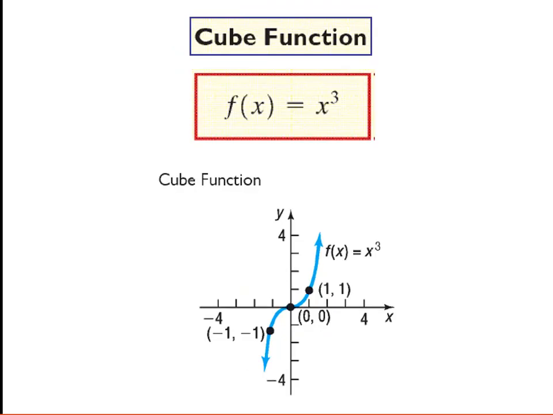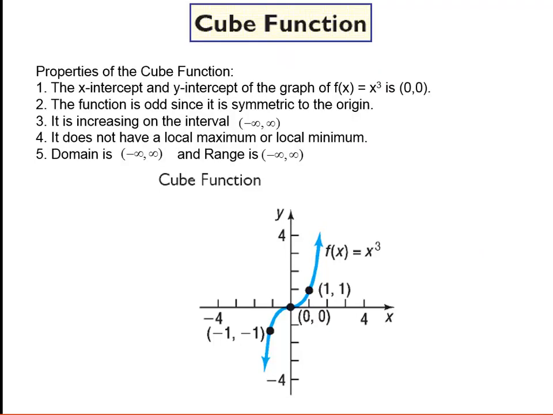So the generic shape of the cube function looks something like this. It looks kind of increasing over its entire domain here, right? There is no local max or min value on this graph. So the function is odd. It has symmetry to the origin. It's increasing over its entire domain. It never decreases. It does not have a local maximum value.